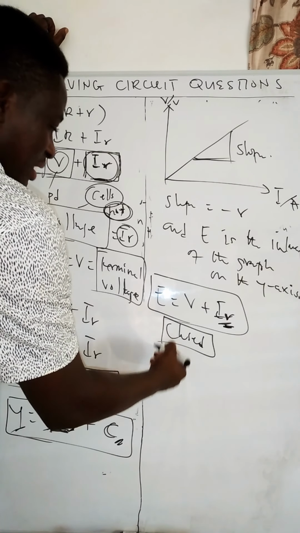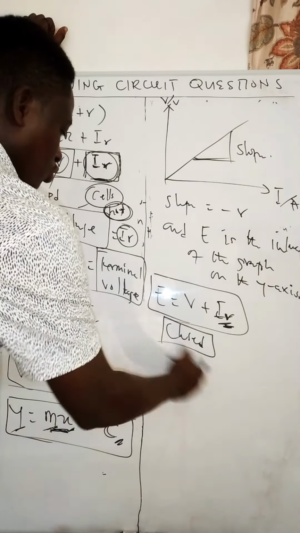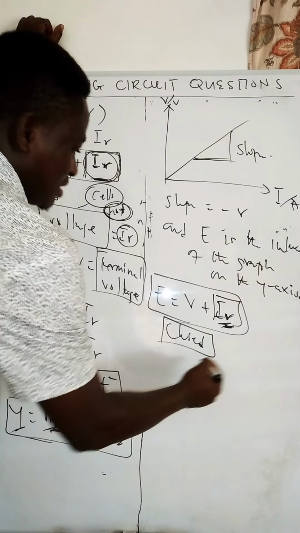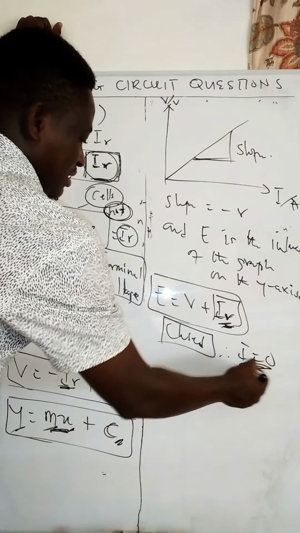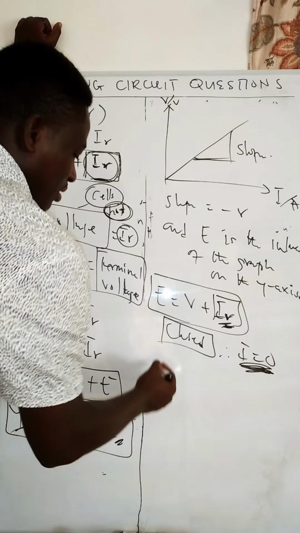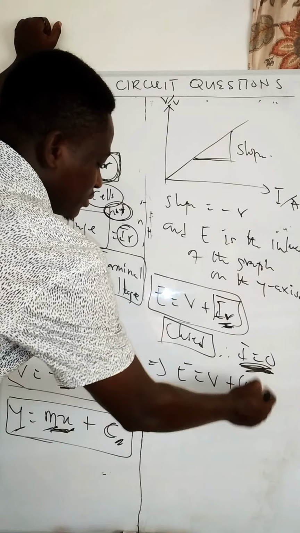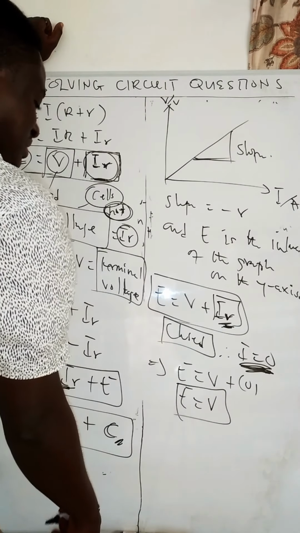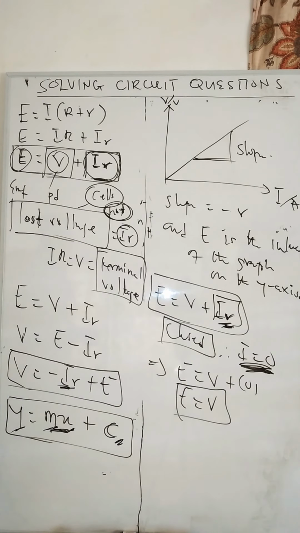you can attest to the fact that you are going to have internal resistance in the cell. However, when the circuit is not closed and you have an open circuit, you realize that there won't be any current in the circuit. Therefore, I is going to be equal to 0. This is when the circuit is open, and it implies that E becomes equal to V plus 0, so that E becomes equal to V. So when you have an open circuit, then you're going to have E being equal to V. This is what happens. Let's move on to solve one question and see.